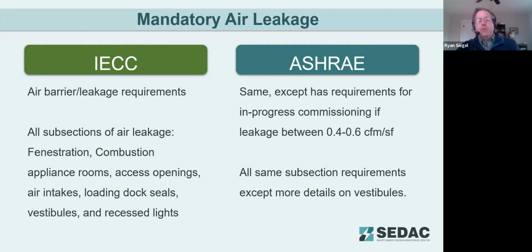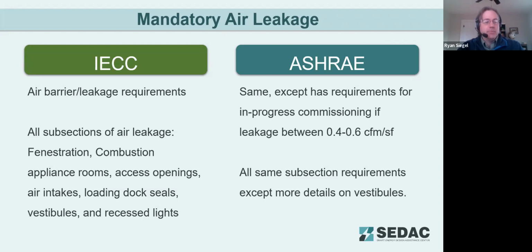ASHRAE notes that if you are within a range where you didn't quite meet your 0.4 CFM per square foot target, then you can meet compliance through some additional commissioning and sealing of that envelope. ASHRAE also has a little bit more detail as far as vestibules; the language is a little bit more specific in ASHRAE. IECC has a little more vague requirement, only stating that the doors should not be opening simultaneously, such that your vestibule is long enough that you don't end up with both doors being open.